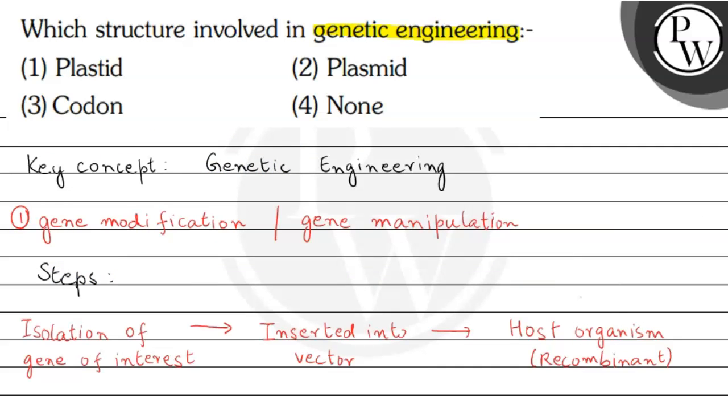So if we come back to our question, the question says which structure is involved in genetic engineering. Plastid, since it is an organelle in plant cells, is not involved in genetic engineering. Second is plasmid. Plasmid is involved in genetic engineering because it is used as a cloning vector. The third is codon. Again, codon is the triplet nucleotide base pairs which plays an important role during translation, so this is not the answer. And since we have an answer, the none option will also not be correct.